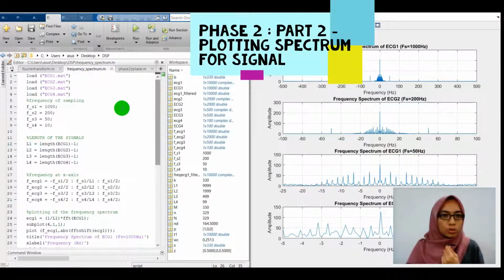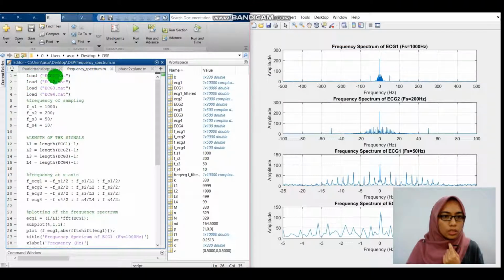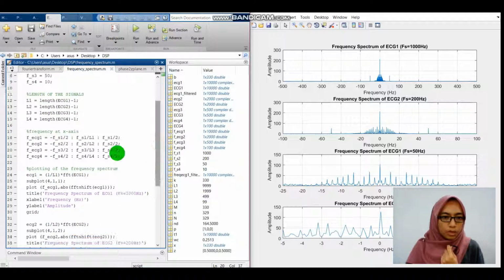Next, we are required to plot the frequency spectrum of the signals given to us. So we have to load all the ECG signals that are given. This is the sampling frequency for each of the ECG signals, and this is how we find the length of the ECG signal. To plot the x-axis, we use this limitation so that the signal is at the center of the graph.